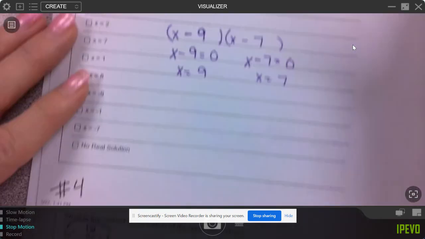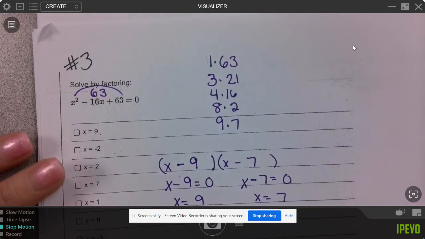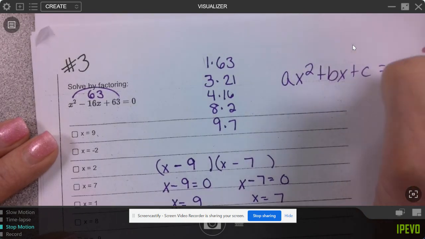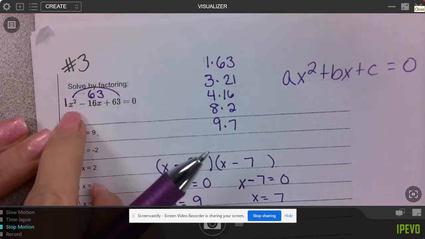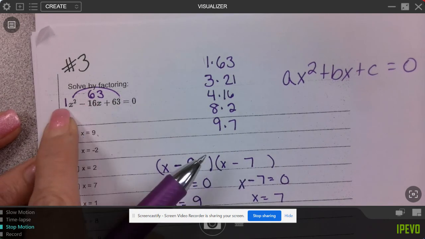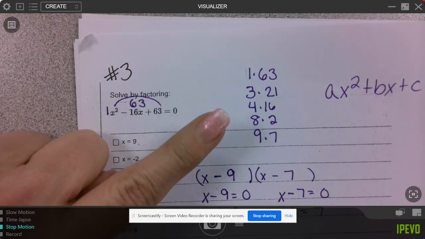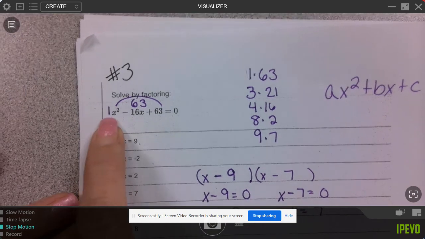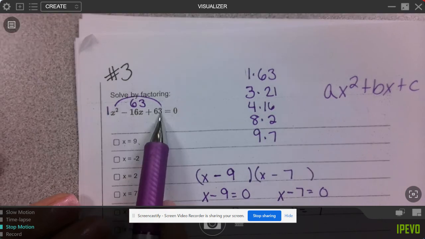On number 3, we are solving by factoring, and it's very important that you know your ABCs. Remember, this is in the form of ax squared plus bx plus c equals 0. I like to say ABC equals 0, where you have a is 1, b is negative 16, and c is 63. So you have that A, B, C. Remember, if nothing's in front of the x squared, that means that there's one of them. There's one x squared. So you do 2 parentheses with ax in both, so you'll just put in 1x in both. And you would say 2 numbers that multiply for a times c and add up to b.